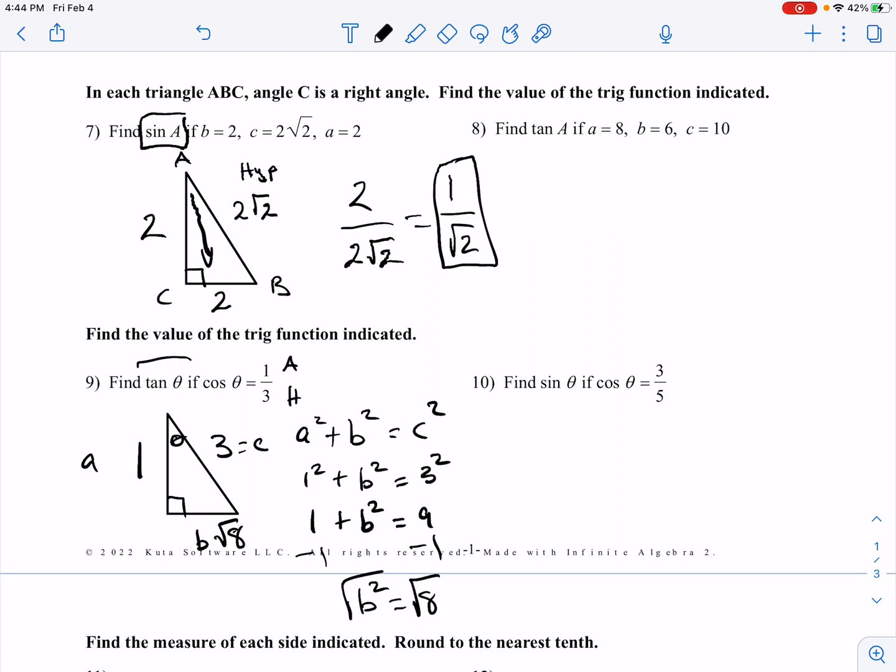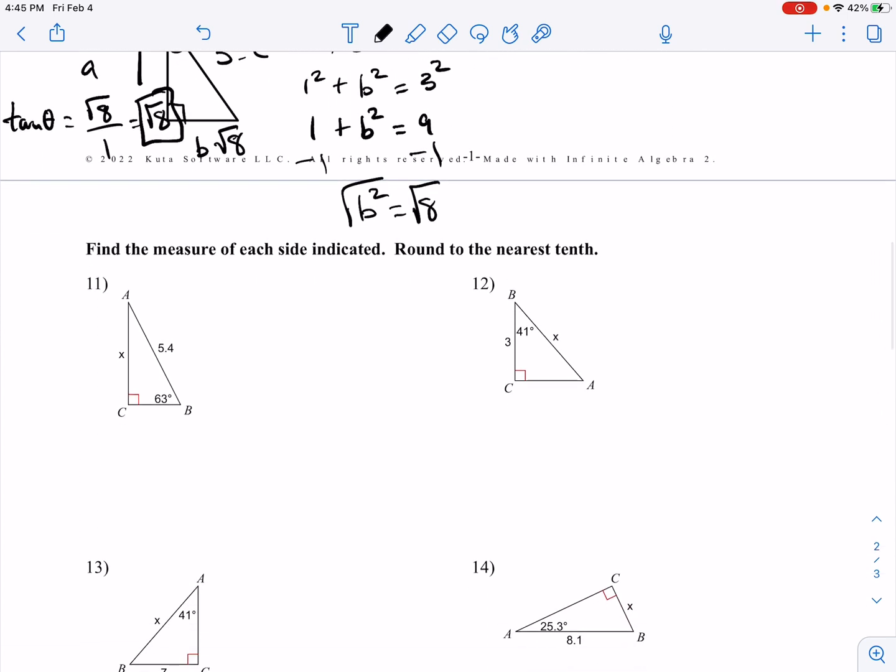We're asked to do the tangent. Tangent is the opposite over the adjacent. So the answer for number 9, the tangent of this angle, would be the square root of 8 over 1, which is just the square root of 8. That's the answer on this one.